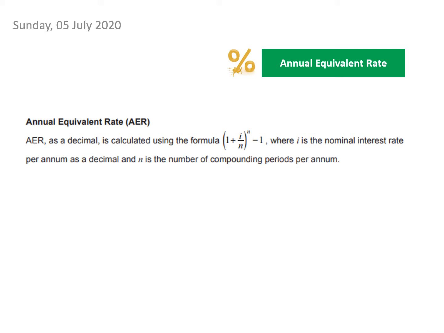And then, depending how often they are going to pay, that's your value of N. So if they're paying interest on a monthly basis, your N will be 12. If they're paying interest on a quarterly basis, there's 4 periods in a year, so N is 4. So let's take a real life example.